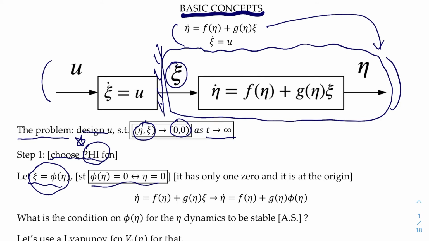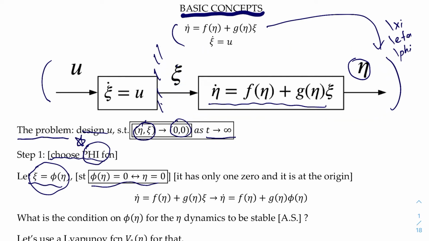How would you solve that? Design a xi. Let me just write in LaTeX xi, eta, phi. Is there any Greek letters? Okay, no. All right. And design this xi input such that this system, when I say this system, I mean eta, is stable. Eta dynamics stable. So this is the first way of approaching this problem, or this is the first idea of backstepping control.